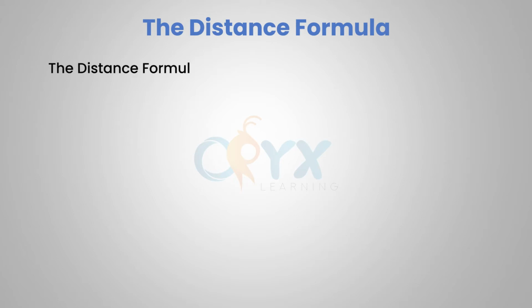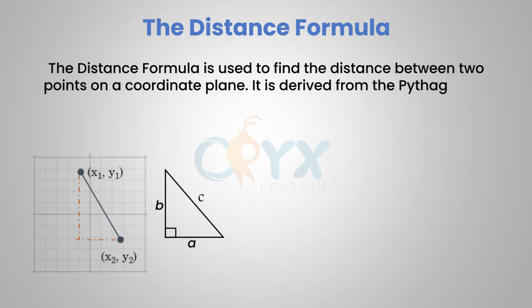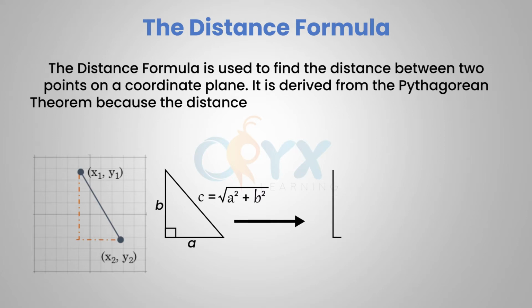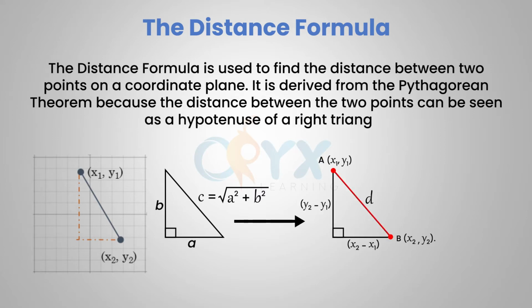The distance formula is used to find the distance between 2 points on a coordinate plane. It is derived from the Pythagorean theorem because the distance between the 2 points can be seen as the hypotenuse of a right triangle.